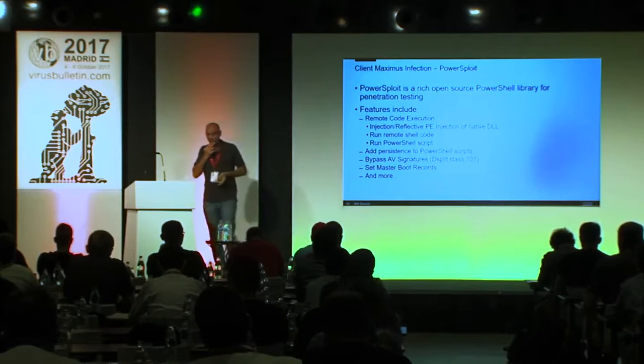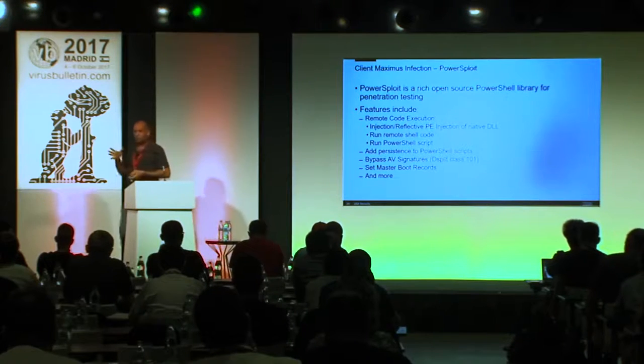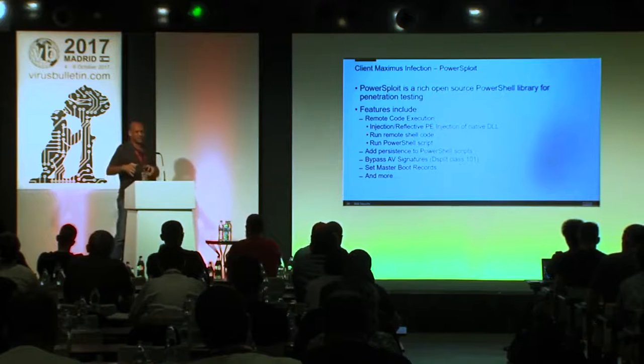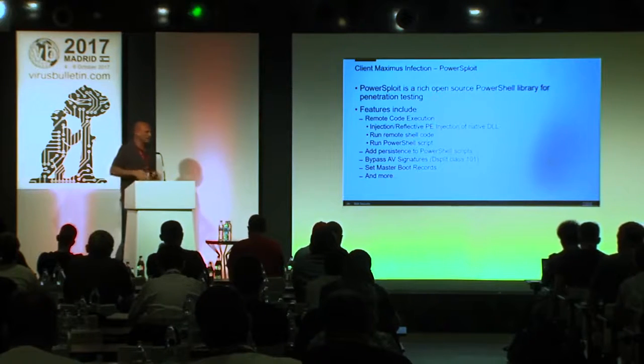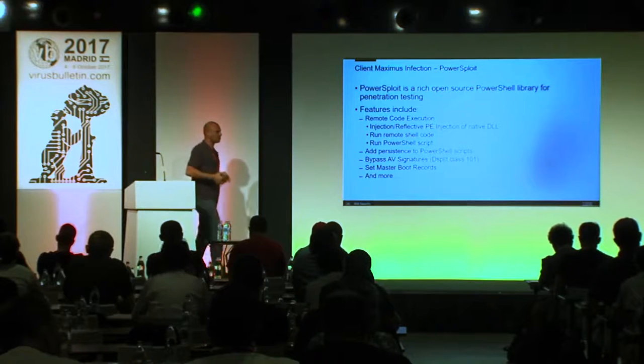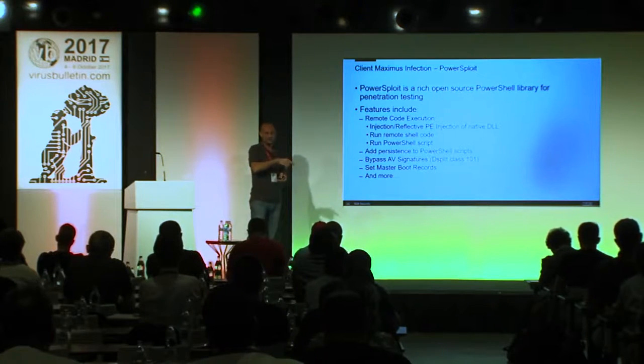So the reflective PE injection, what it does, basically, it goes over to the remote process, and it does all this heavy lifting from the remote process, right? So it goes over, let's say I want to inject into cmd.exe. So it goes over to cmd.exe, and then it runs over there in cmd.exe's address space.